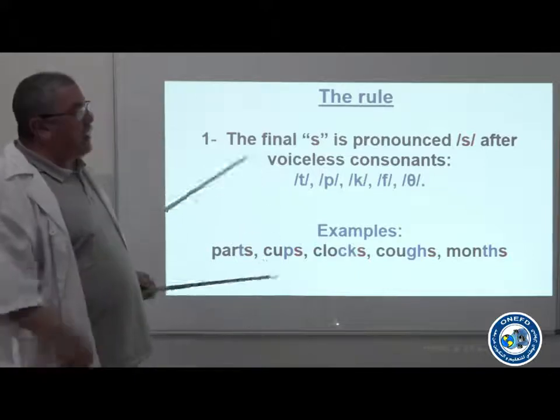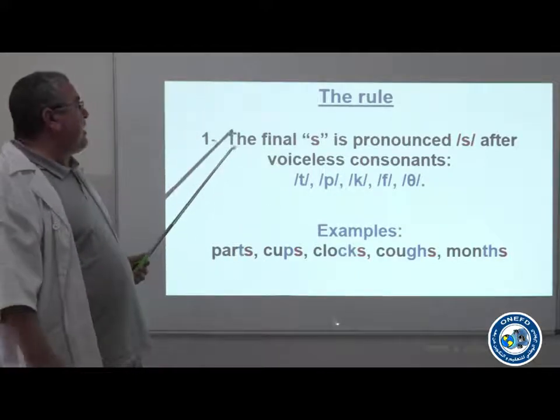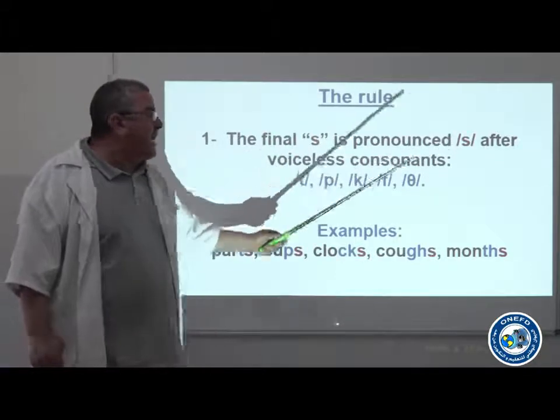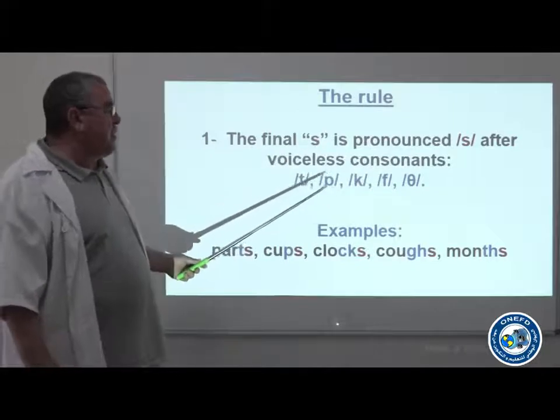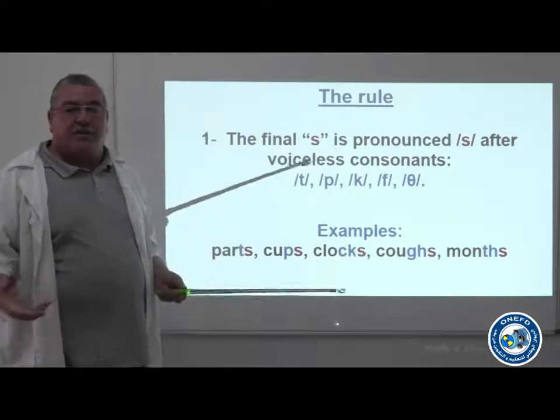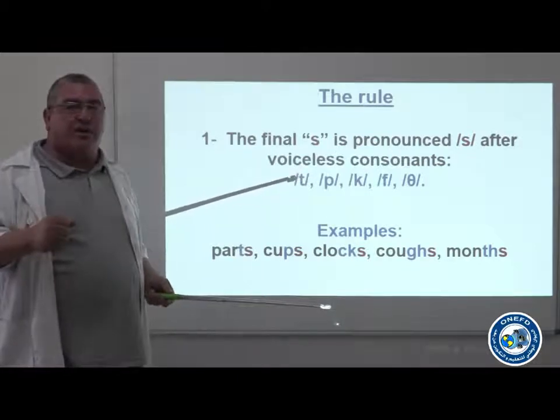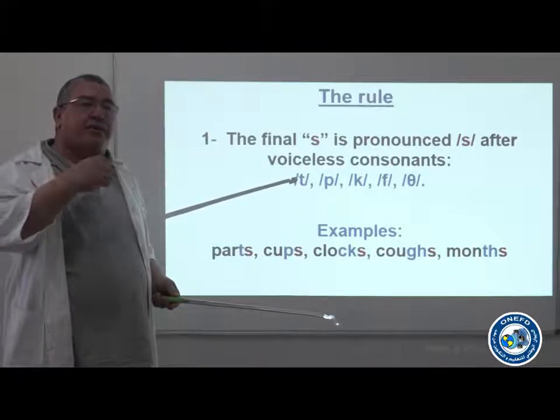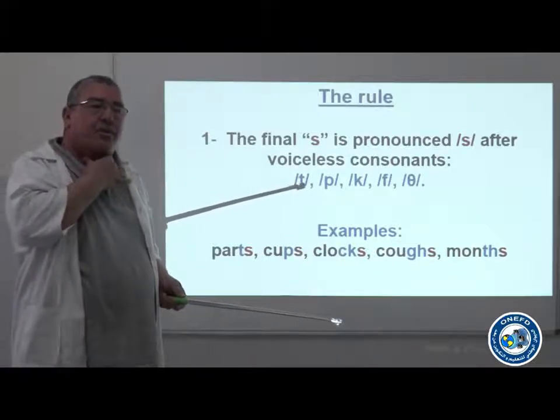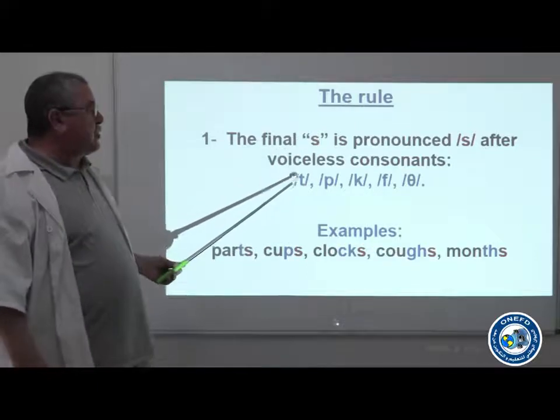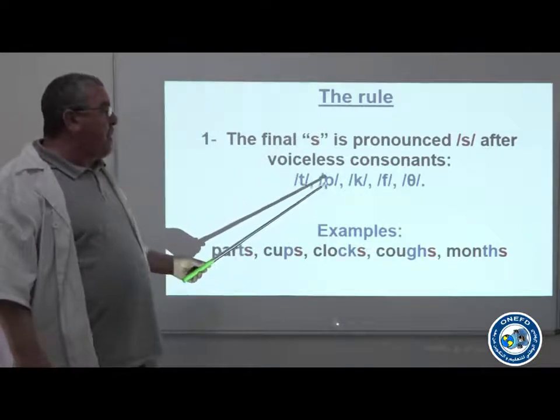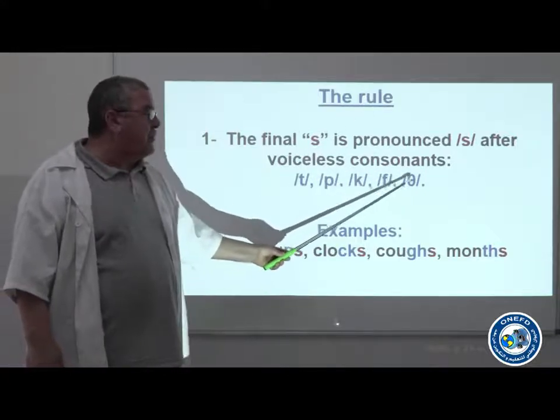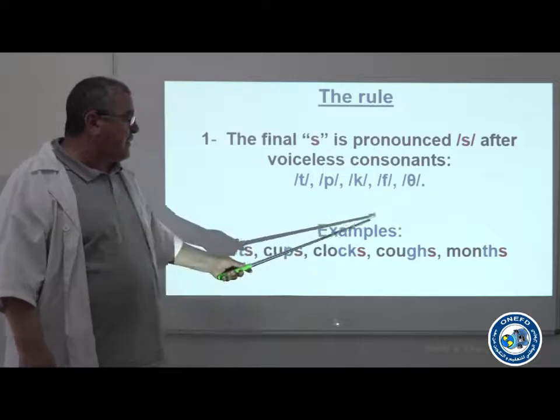So now, more information. The final S is pronounced /s/ after voiceless consonants. What are voiceless consonants? Voiceless consonants are those consonants that are not pronounced with the vocal cords. That is /t/, /p/, /k/, /f/, and /th/. We will have examples here.